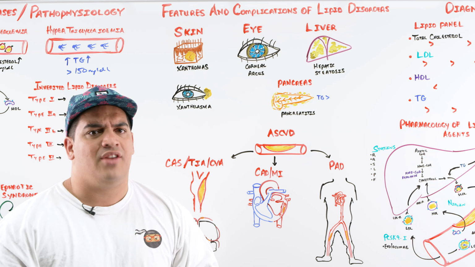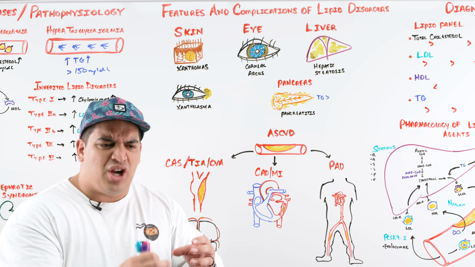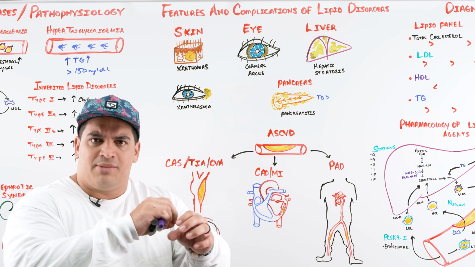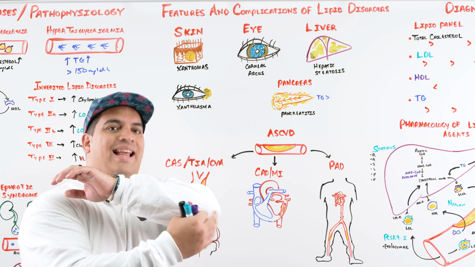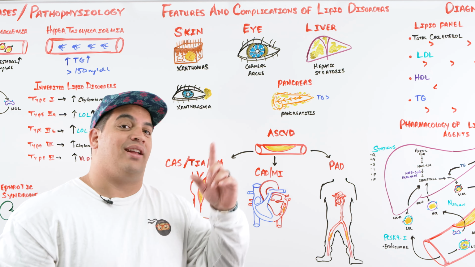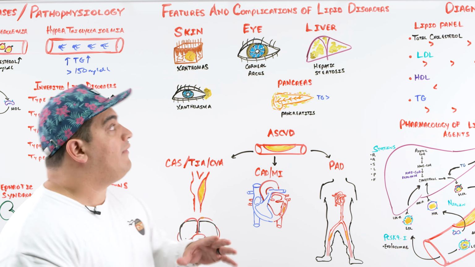And the last type of xanthoma that I want you guys to remember is a tuberous xanthoma. These are also yellowish nodules with an erythematous border, and they usually appear across joints, most commonly the elbow and maybe even the knees. They look like this. All right, so that covers the xanthomas.